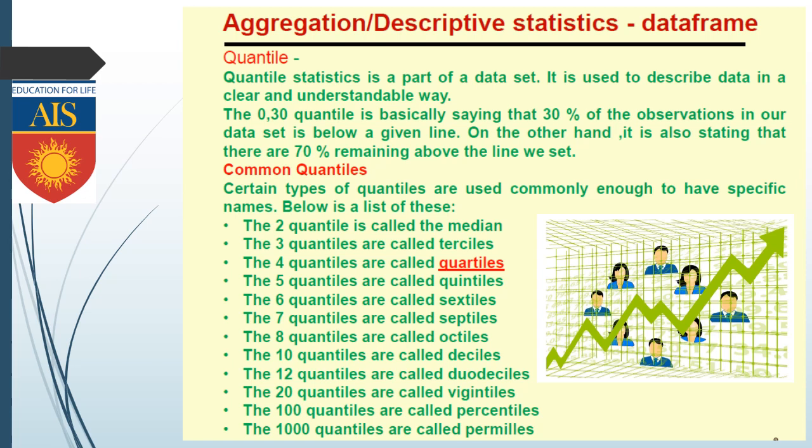Next option we need to mention is quantile. What is a quantile? Quantile statistics is a part of a dataset. It is used to describe data in a clear and understandable way. The 0.30 quantile is basically saying that 30% of the observations in our dataset are below a given line. On the other hand, it is also stating that there are 70% remaining above the line we set.